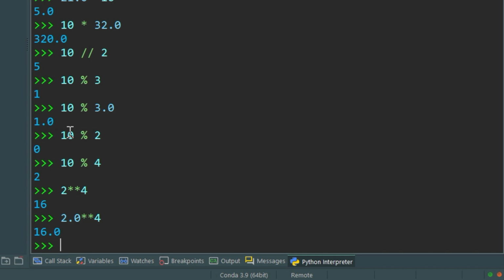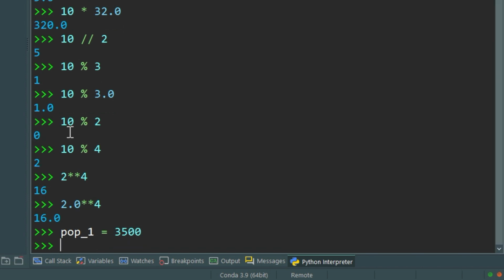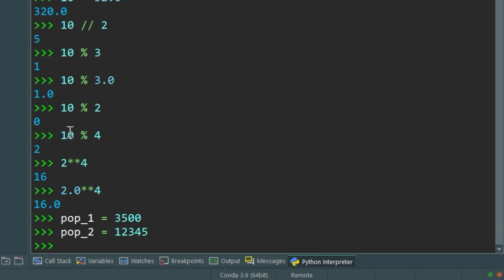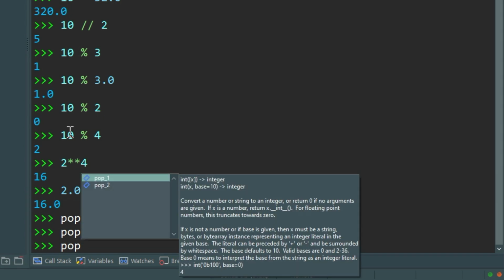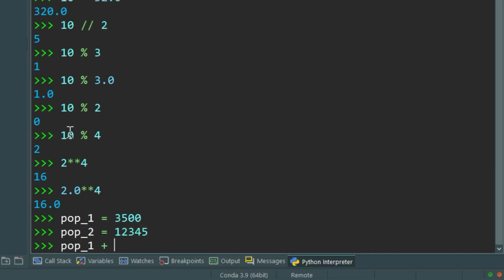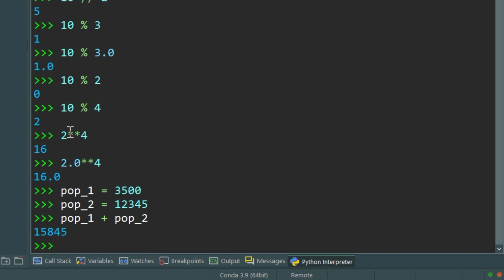So far we have just used the numbers. We can also use variables. Let's create two variables that represent population. We'll call them pop1 and we'll set that equal to 3,500, and pop2 and we'll set that equal to 12,345 and hit enter. Now we can add these two populations together, pop1 plus pop2, and hit enter, and we have returned 15,845, which is the addition of our two populations.